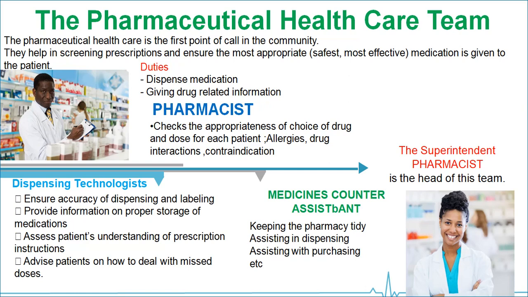All right. So the pharmacist, who normally is the head of this team, checks the appropriateness of choice of drugs and the dose for each patient. So before any medicine leaves the pharmacy, the pharmacist will check whether it's appropriate. Does the patient have allergies to the medicine? Are there drug interactions or drug-food interactions? Is the patient on any other drug, so that with the medicine that the doctor has prescribed, would there be an interaction between them? Are there foods the patient should avoid? This normally is the work of the pharmacist.